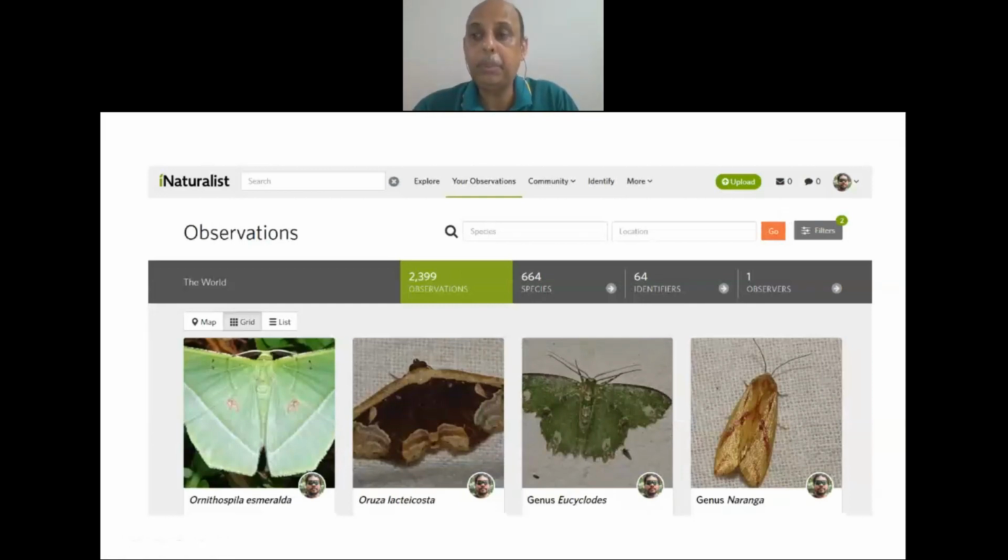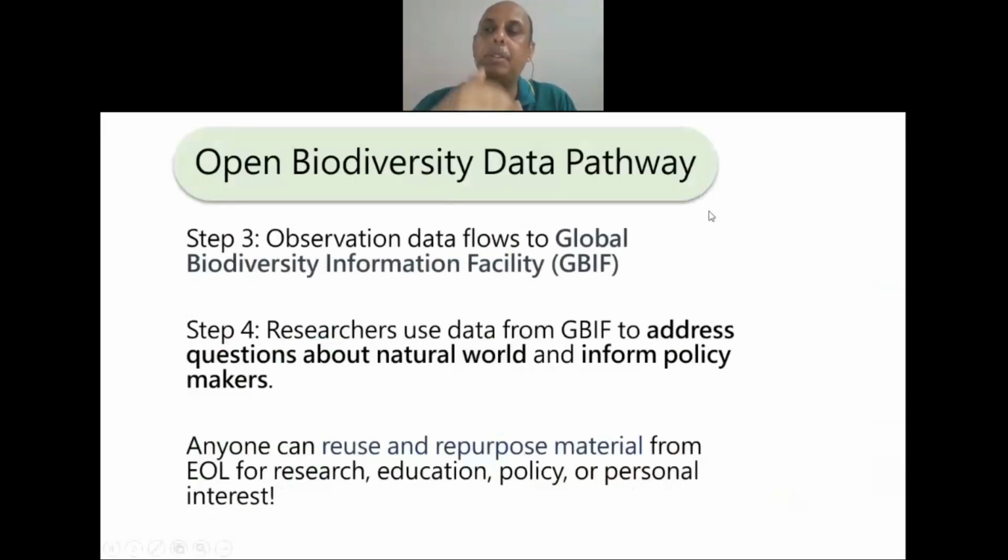These total observations are probably from Subhasis: 2,399 individuals recorded, with 664 species. The observer is only one. Of these 664 species, 64% have been identified, and others also helped to identify the species names of the particular moths. So this is how one can also know. This is the biodiversity, the open biodiversity data pathway.